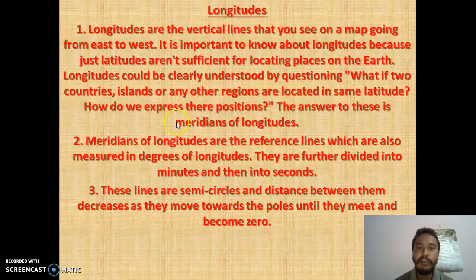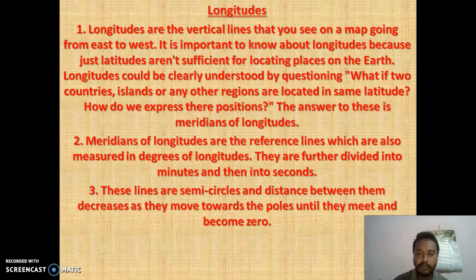Now we're going to do a more in-depth study of longitude, so we'll read and understand. Longitudes are the vertical lines that you see on a map going from east to west. It is important to know longitudes because latitudes alone aren't sufficient for locating places on the earth. Consider what if two countries, islands or any other regions are located on the same latitude? How do we express their positions? The answer is meridians of longitude.